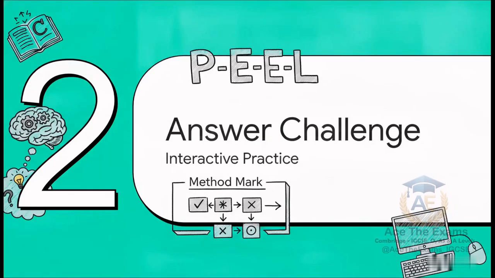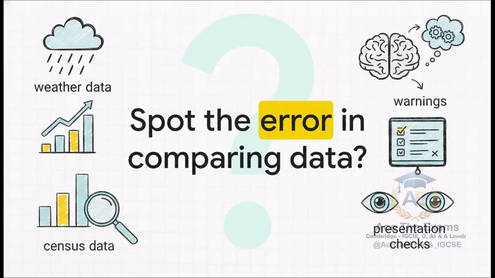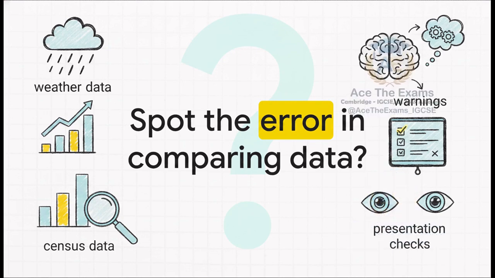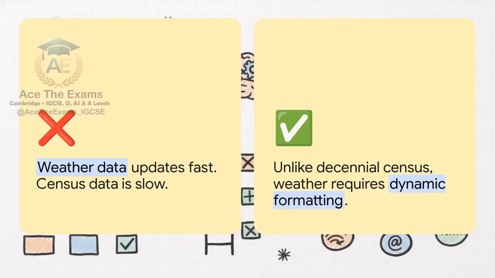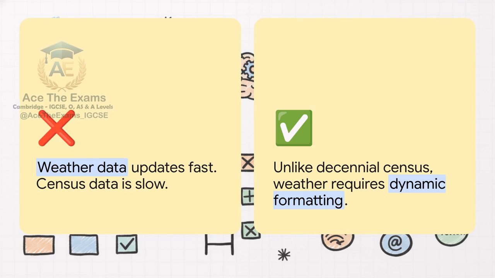Section 2. Interactive Answer Challenge. All right, let's put this into practice and apply these frameworks to a real problem. Your task is to spot the error in comparing weather and census data. I want you to mentally pause for a second and predict exactly where a typical student is going to lose marks here. Remember those warnings we discussed earlier about lacking specific context and ignoring presentation checks? Keep those in mind. This side-by-side comparison perfectly exposes the massive gap between an average candidate and a top-band candidate.